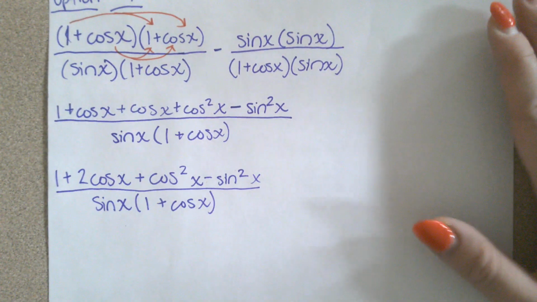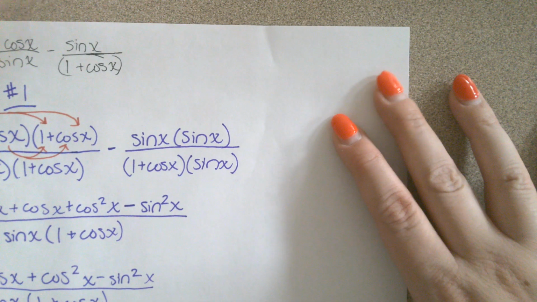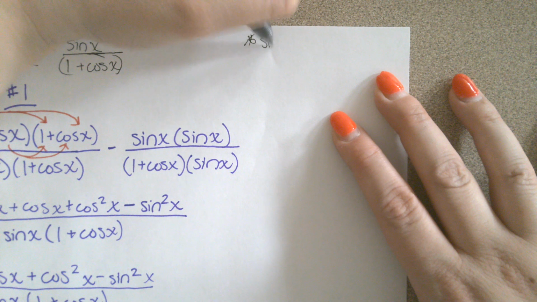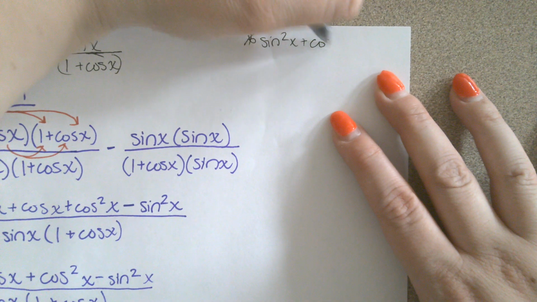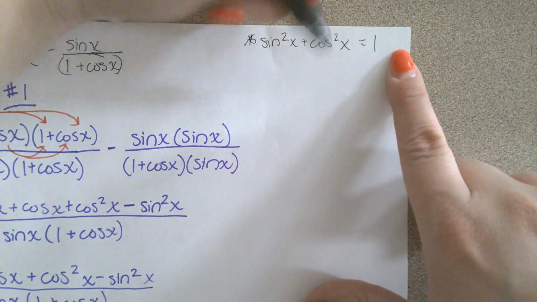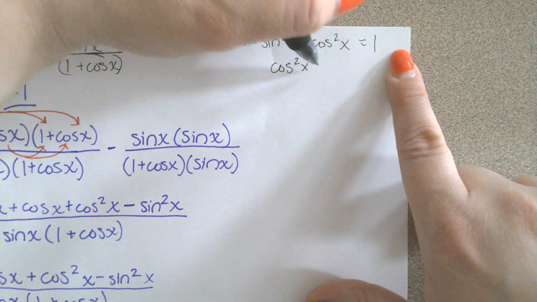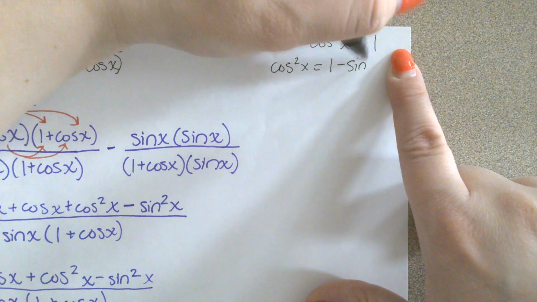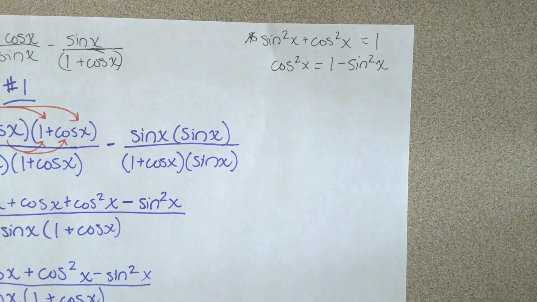I'll write that on the paper up here. So again, we have sine squared x plus cosine squared x equals 1. So if I move the sine squared over, I get cosine squared x equals 1 minus sine squared x. So that is one option I can use.